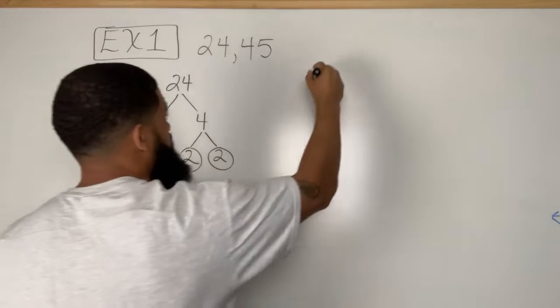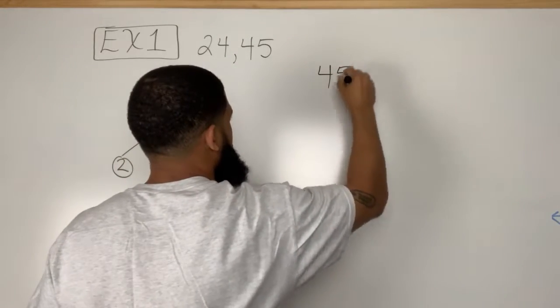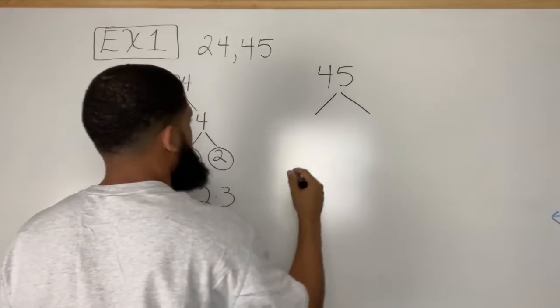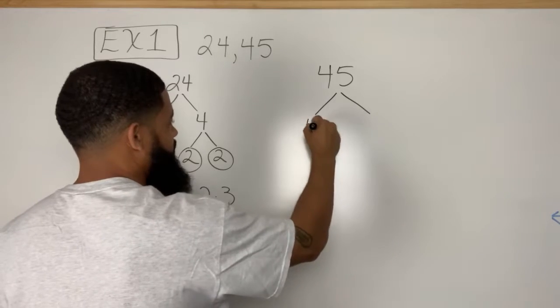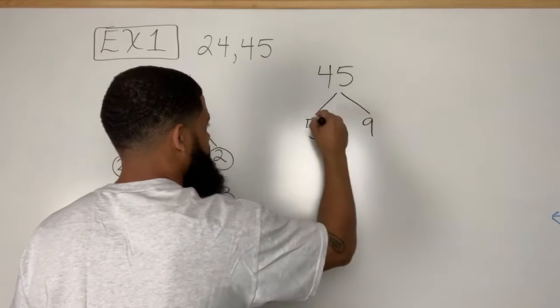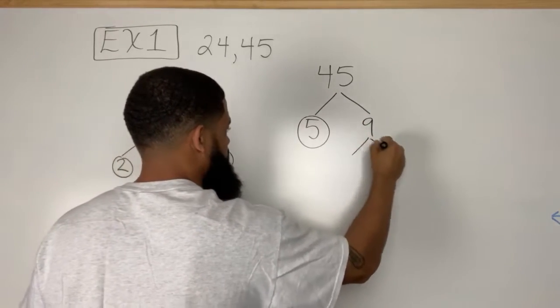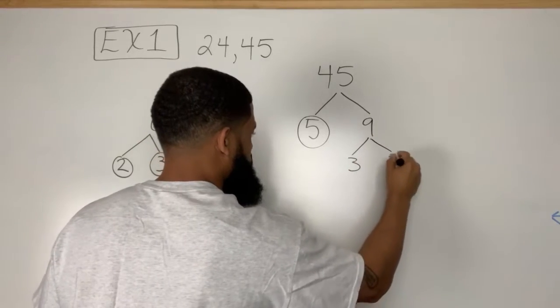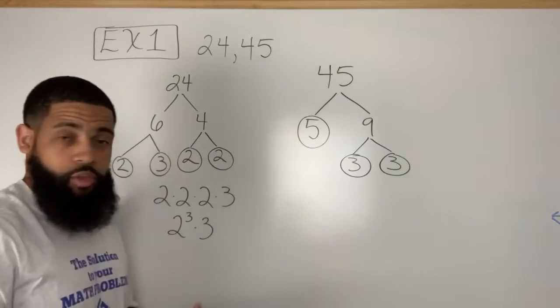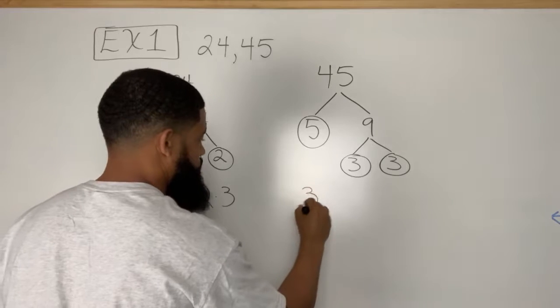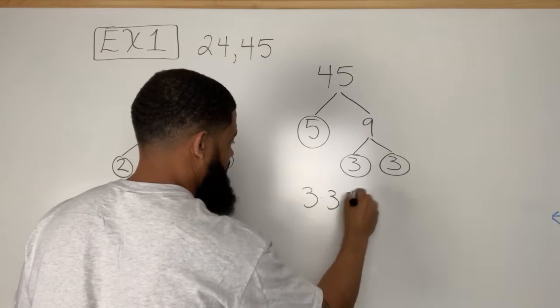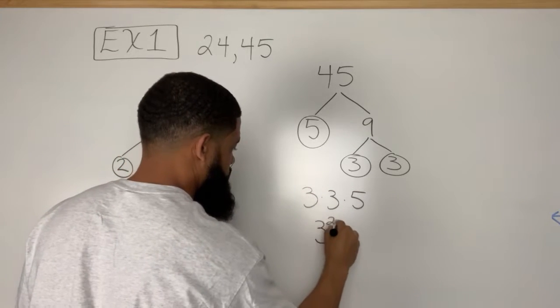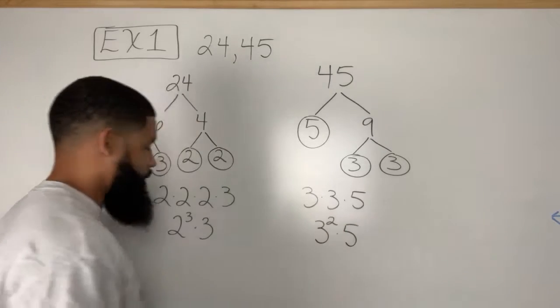All right, now when I look at the number 45, I want to do the same thing. Let's say we want to do 5 times 9. 5 is prime. This is 3, or tree as I like to say, times 3. So the prime factorization of this is 3 times 3 times 5, which is also 3 squared times 5.